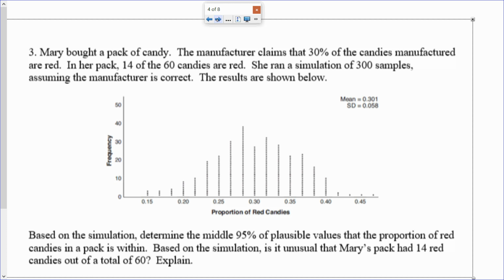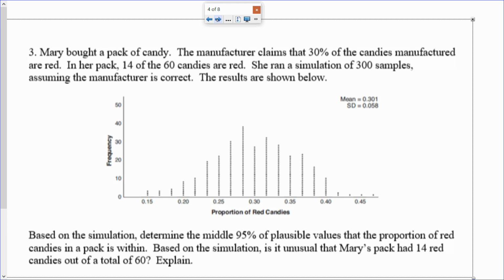The only little help I want to give you for this one, let's just take a read through it, but I'm going to have you mostly try it on your own. Mary bought a pack of candy. Good for Mary. The manufacturer claimed that 30% of the candies manufactured are red. In her pack, 14 out of the 60 candies are red. She ran a simulation of 300 samples.